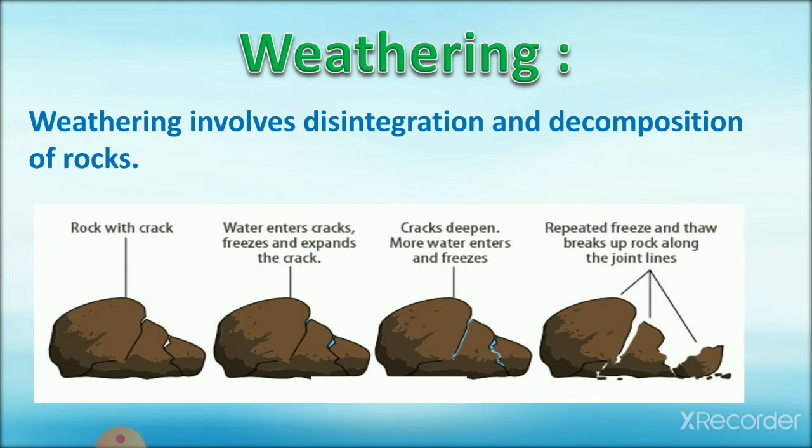The exogenic forces carry out their work in two ways, weathering and erosion. So what is weathering? Weathering involves disintegration and decomposition of rocks. A number of factors and agents such as heat, cold, frost action, plants, animals and chemical reaction help in weathering. This process does not involve the movement of the broken rock material.